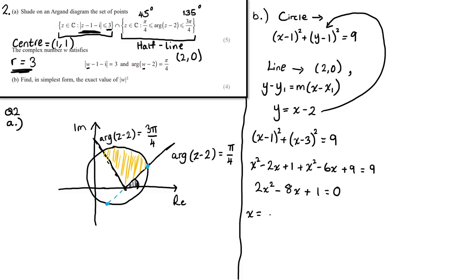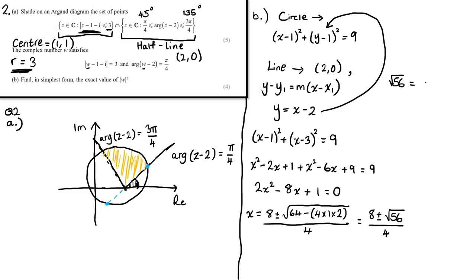So what I get then is x equals 8 plus or minus the square root of 64, that's b squared, so 64 minus 4 times 1 times 2. Okay, and this is all over 2a, so that's 4. Then by simplifying this, I get 8 plus or minus the square root of 56 over 4. Well, the square root of 56, we can write as the square root of 4 times the square root of 14, and the square root of 4 is equal to 2, so I get 2 root 14.